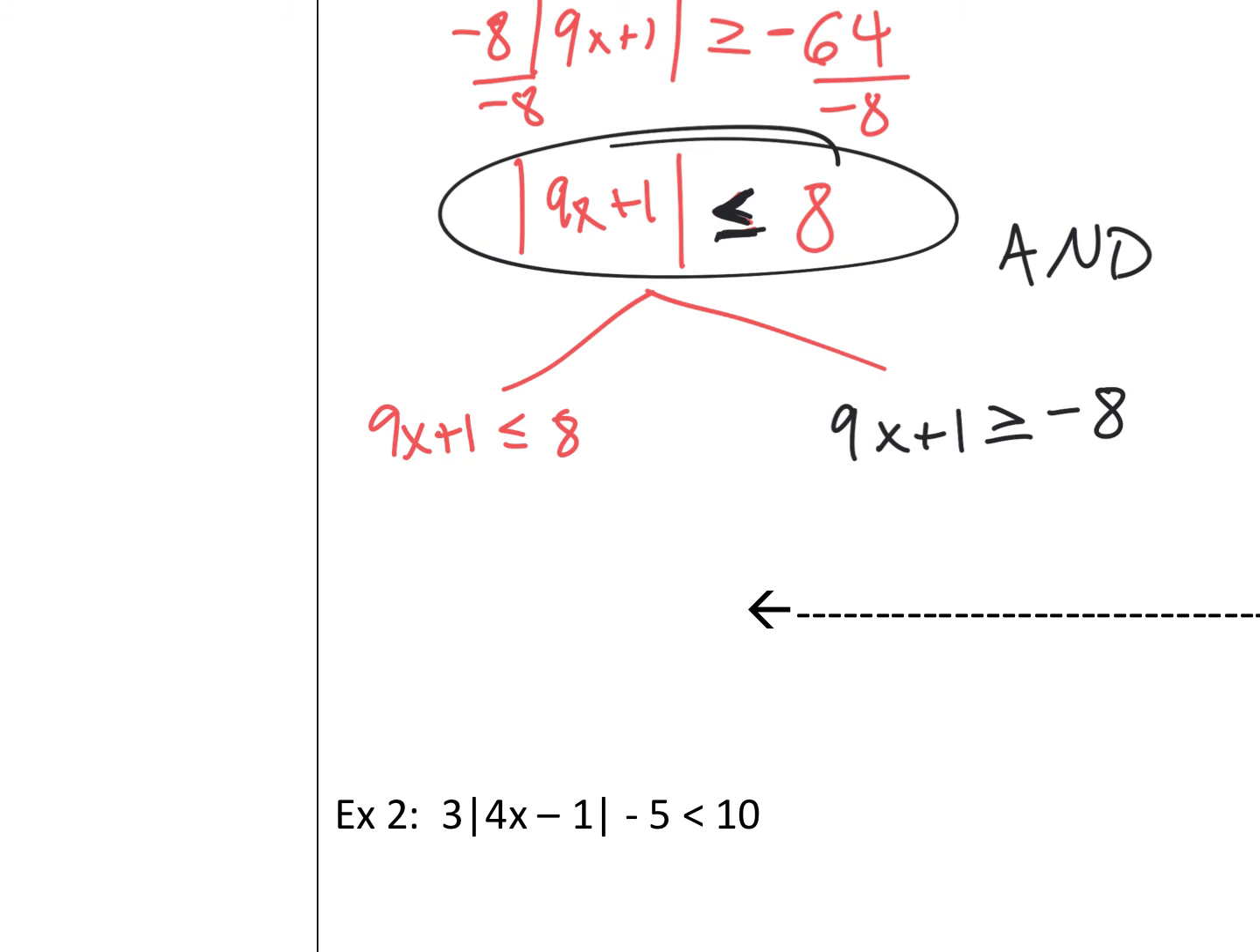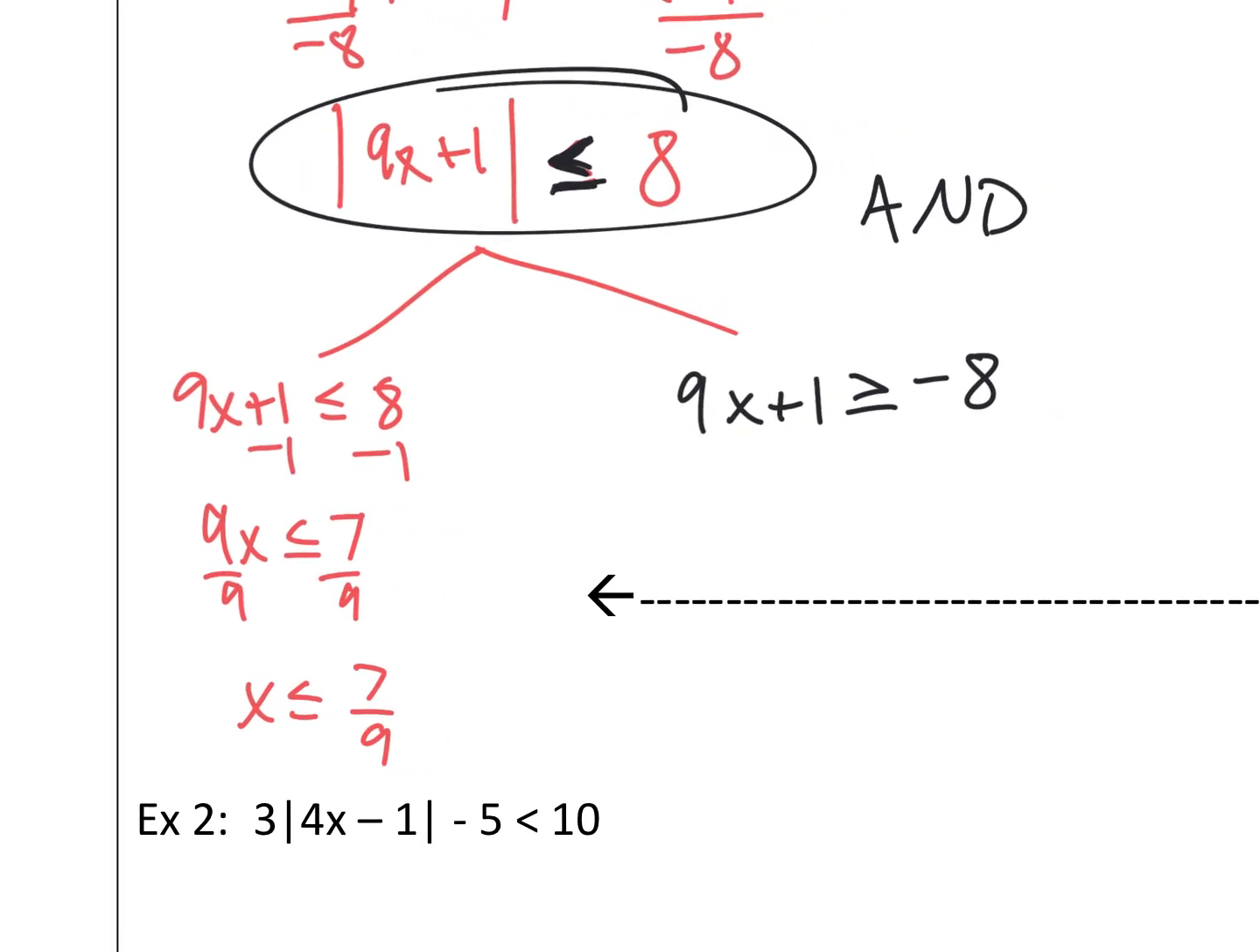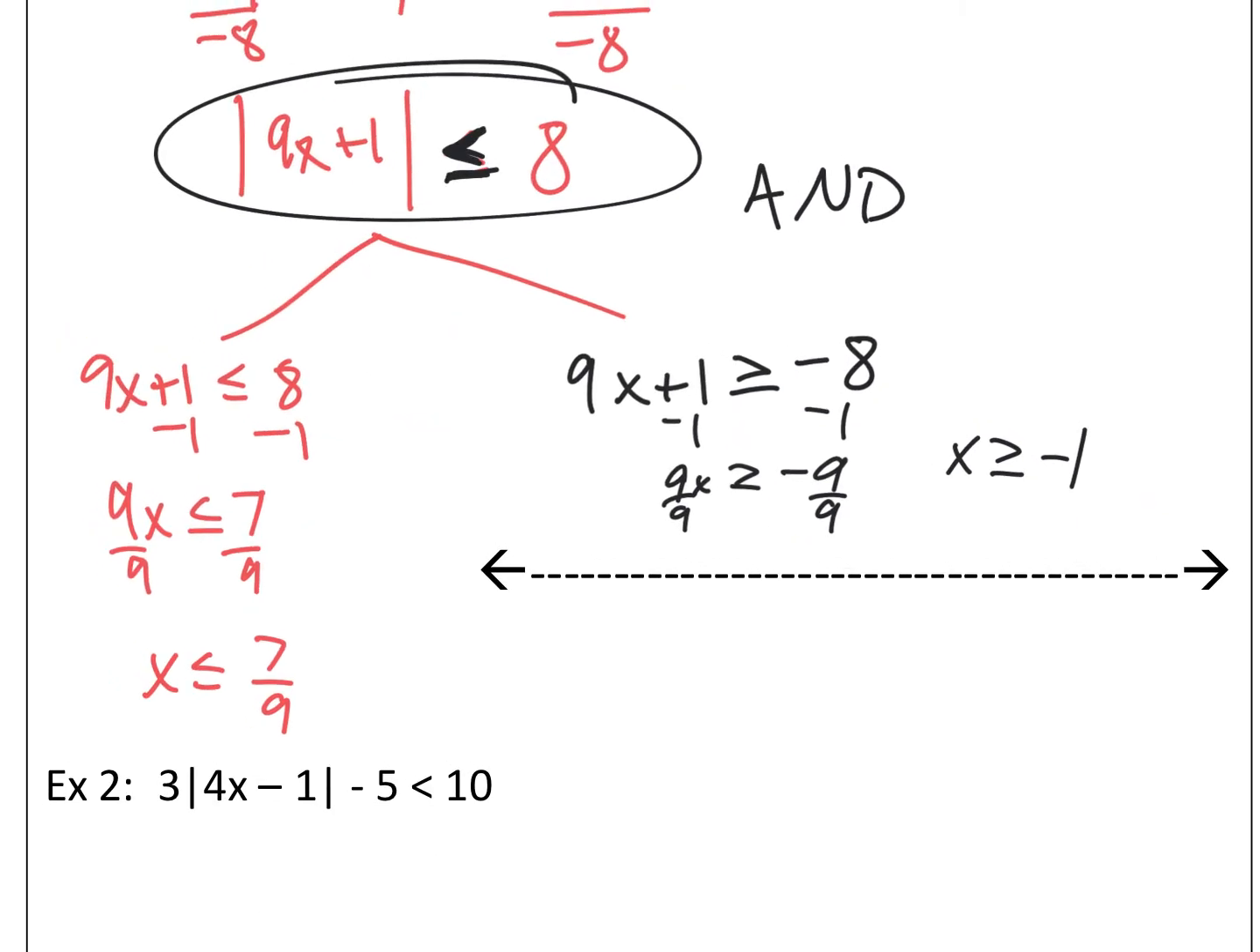So we solve this on the first one. How do we solve that? Subtract the 1 over, so 9x is less than or equal to 7, divided by 9, so x is less than or equal to 7/9, or whatever the decimal equivalency of that is. On the second one, how do we solve that? Subtract the 1, so 9x is greater than or equal to -9, divide by 9, so x is greater than or equal to -1.